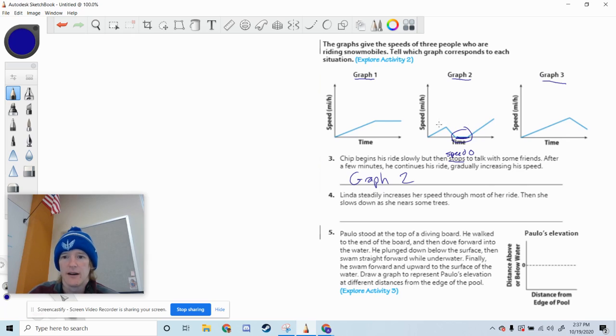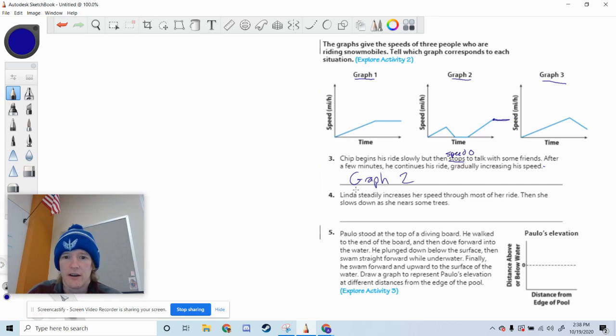So let's see if the rest of his graph makes sense. He begins to ride, he speeds up, and then he slows down because he sees his friend. He stops and talks to his friend. After a few minutes, he continues his ride and he's speeding up. At some point, he's going to settle his speed, kind of like graph 1 did, because he's reached his max speed. But he gradually increases his speed to the end of this story.